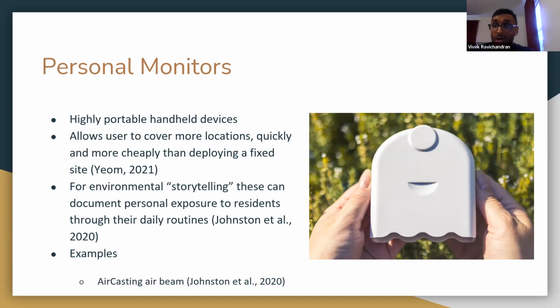So residents can wear these monitors. They can carry them around to work, to playgrounds, to pick up their kids from work, and they can document their personal exposure as they go about their daily routines. So I think this is a great avenue to connect environmental health, to connect public policy with journalism. And an example of a personal low-cost monitor is here to the right, sort of shaped like the Snapchat logo, as I like to call it. This is an AirCasting AirBeam, and this measures particulate matter, fine particulate matter, or PM2.5, humidity, and temperature.